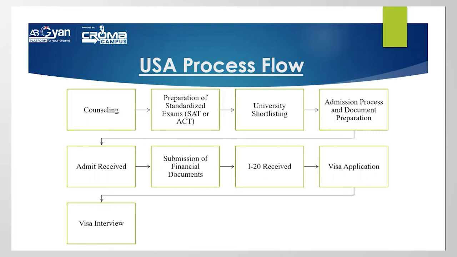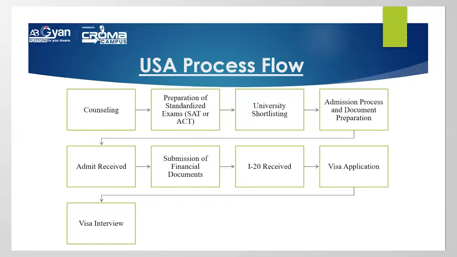After receiving the I-20, you can proceed with the visa process, which is filling out the DS-160 application, paying the service fee, and booking the biometrics and visa slots. After booking these slots, you can give the biometrics and visa interview. Here in the USA, you need to book 2 slots. First is the biometrics, second is the visa interview. After clearing the visa interview, your visa will be approved and you can go to the US.